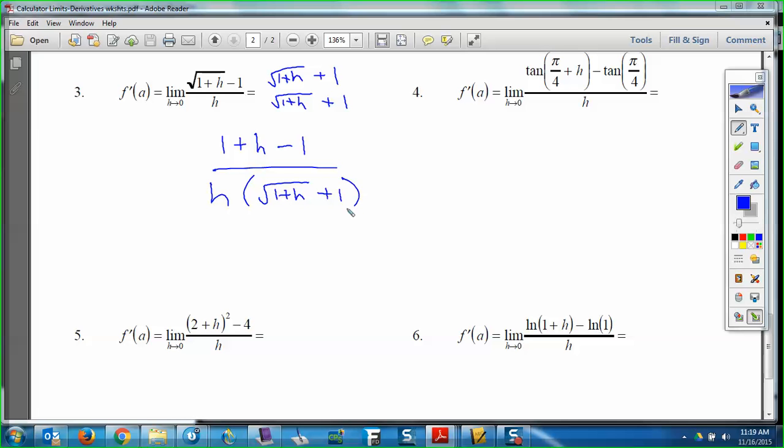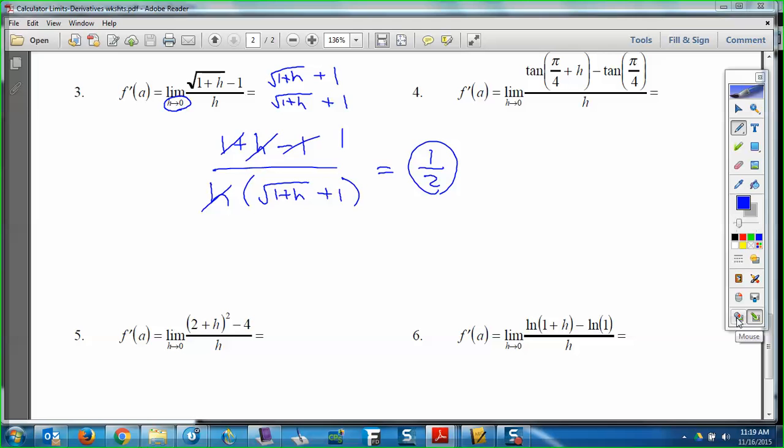The bottom is simply going to be this. Not going to do anything with the bottom. The 1's will cancel. The h's will cancel. Of course, I still have a 1 there. Now I let h go to 0. So this would be square root of 1, which is 1, plus 1 is 2. The answer would be 1/2, if I did some algebra to that.